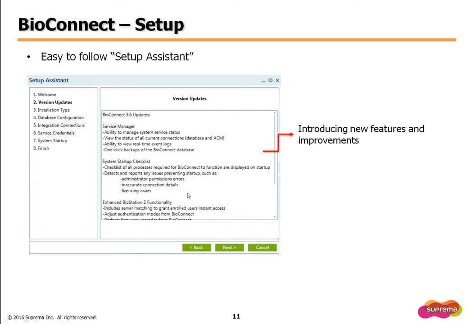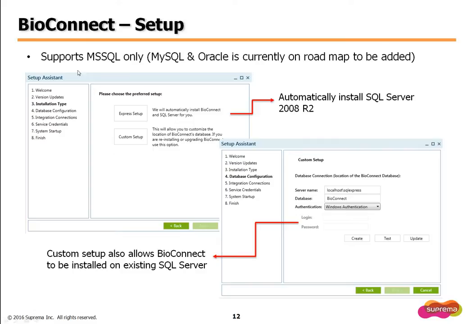From the very first screen, they introduce what the new features are and what the improvements were in the latest version. As I mentioned earlier, they only support MS SQL. When you click Express, you have two different setups that you can do, Express and Custom setup. When you click the Express setup, it will automatically install SQL Server 2008 R2. If you already have other versions of MS SQL installed on the PC, you can simply click the custom setup here and enter your database connection details and create the database directly from the screen. Once you have created it, you can test the connection and actually see whether it's working or not.